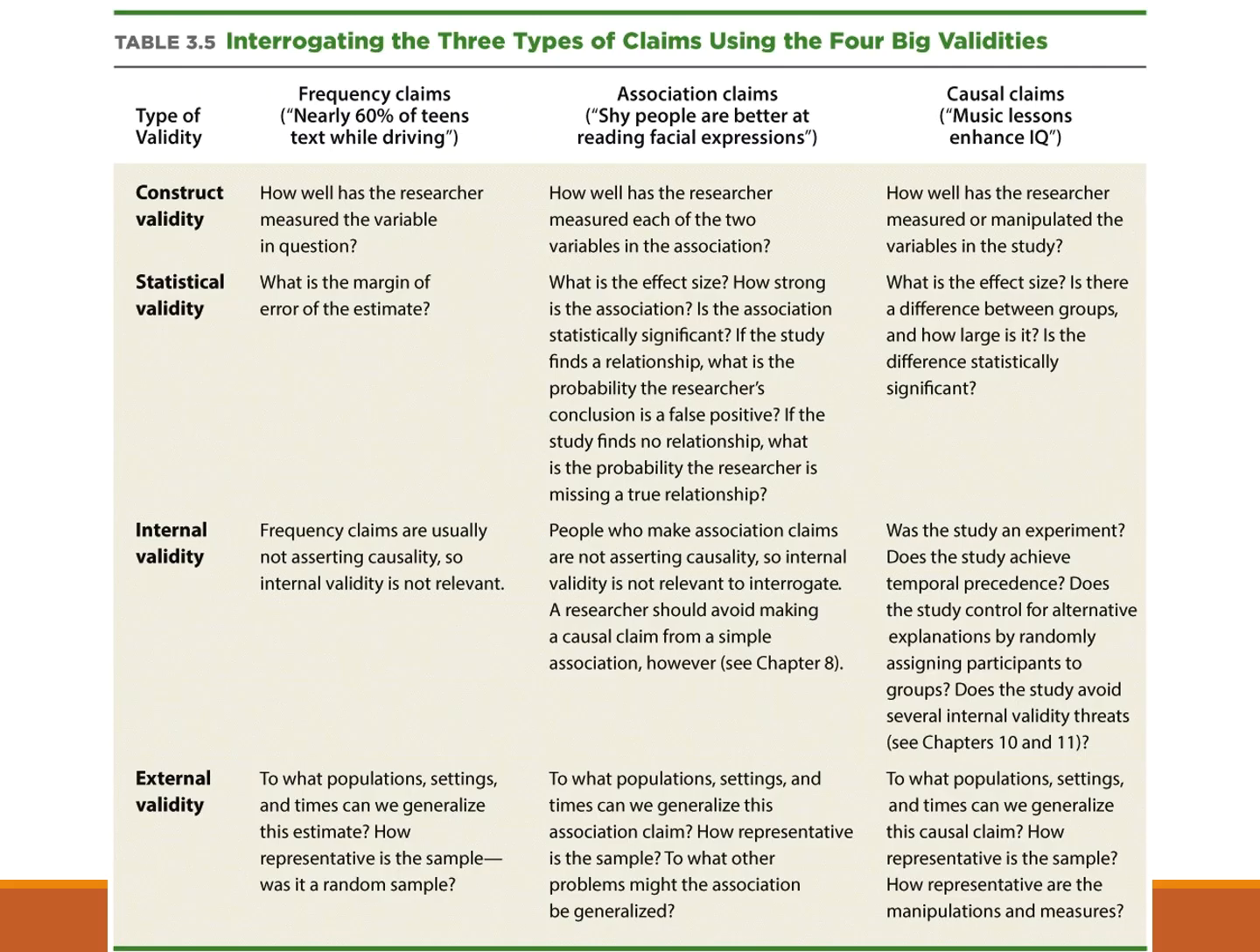Internal validity is very important. Was the study an experiment? How did the study achieve temporal precedence? Does the study control for alternate explanations by randomly assigning participants to groups? Does the study avoid several internal validity threats that we've already discussed? And finally, external validity: to what population, settings, and times can we generalize this causal claim? How representational is the sample? How representational are the manipulation and measures?